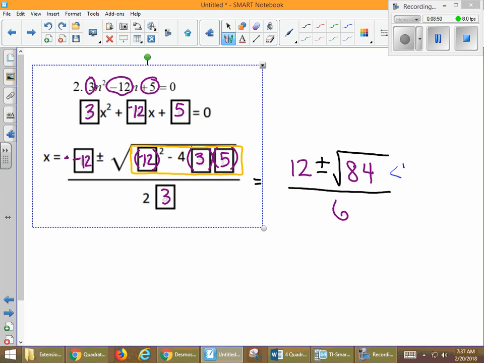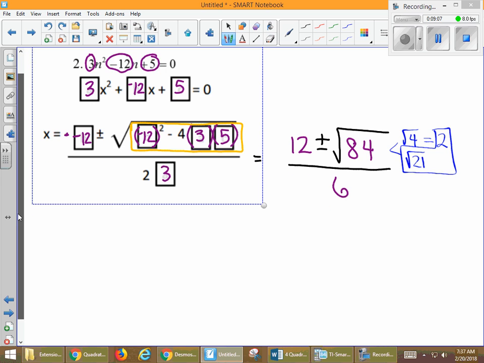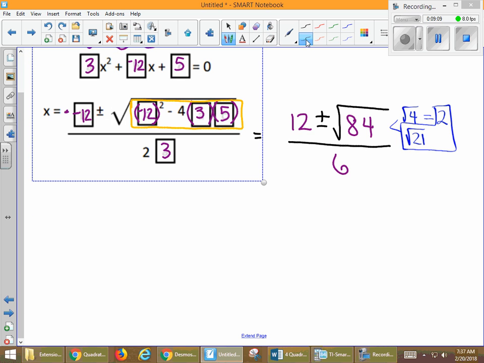So 84 is the same as 4 times 21. And the square root of 4 is 2. So I'm going to change my square root of 84 into 2 times square root of 21. And everything else about my problem is going to stay.